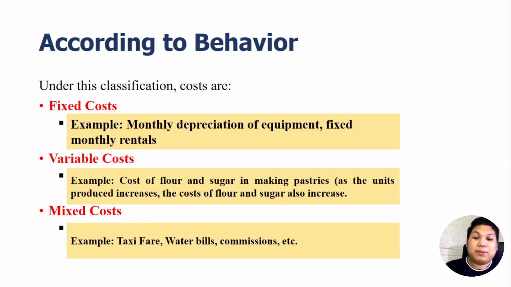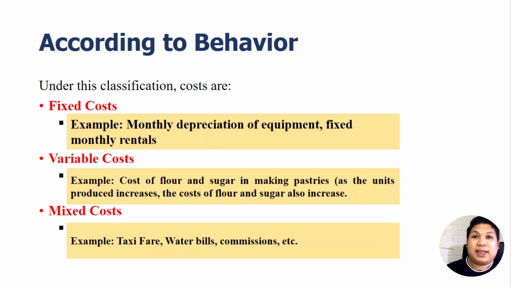Mixed costs, for example, the taxi fare. Upon pick up, there will be an automatic charge of, let's say, 40 pesos or 50 pesos. That is fixed. But as you go along, the longer the distance and time you travel, the more you will pay, which is the variable cost. But the 40 or 50 pesos charge upon pick up will stay the same. It's fixed. Hence the taxi fare is a mixed cost.